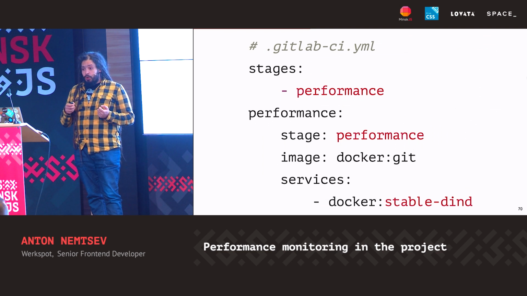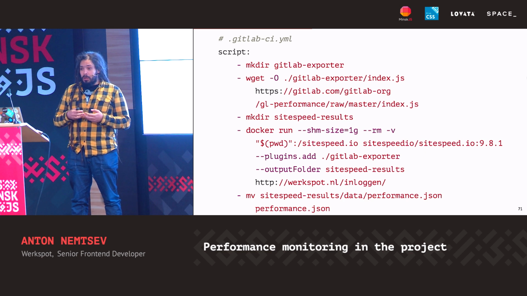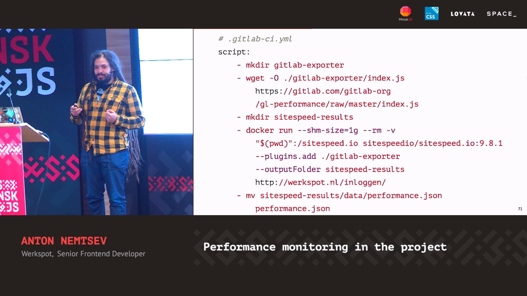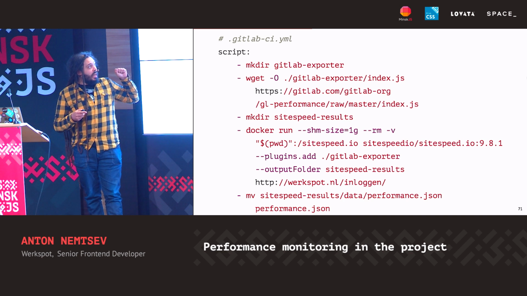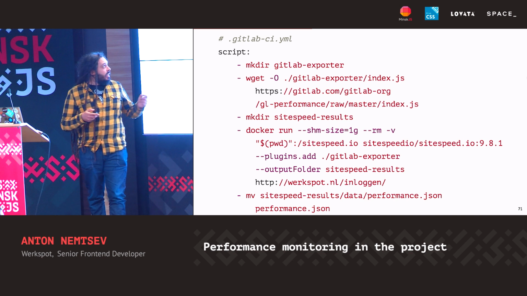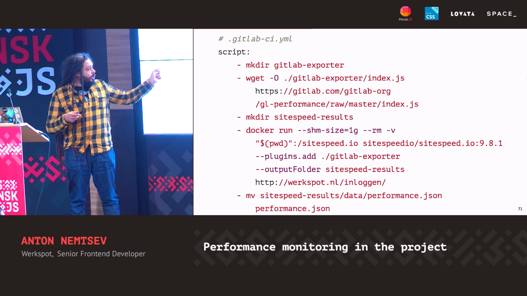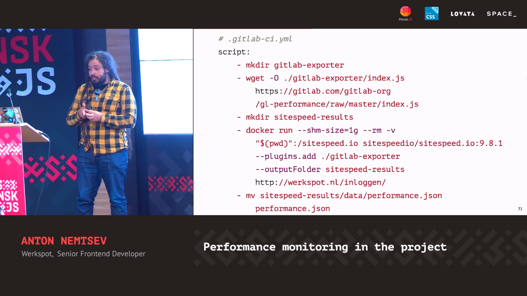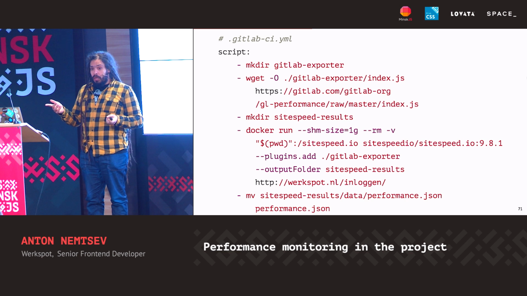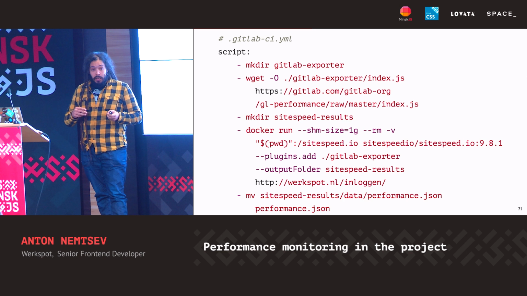Just add a stage for the performance check, a Docker service, and run this readable and completely simple script. At first, you install a GitLab plugin for sitespeed.io, and then with Docker, you run sitespeed for each one of your URLs. In the example, it's just one production URL, but in reality, it's a huge set of URLs you need to check. And, well, the URLs are on staging.